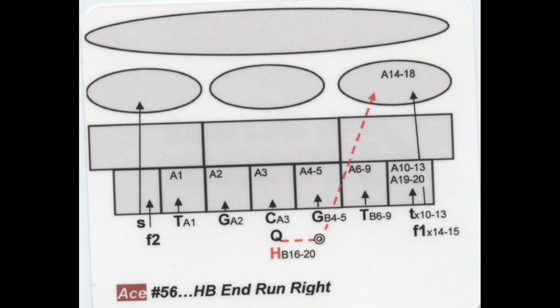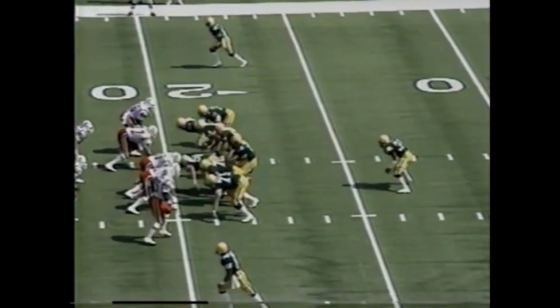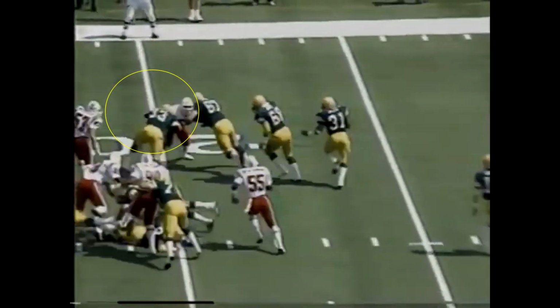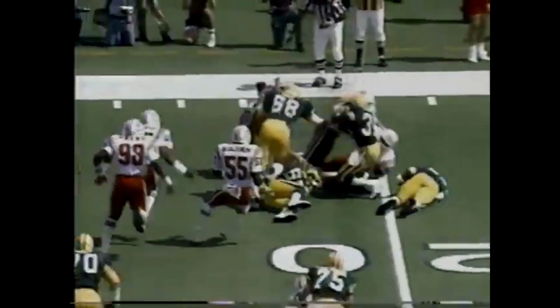Now, looking at the card, I would say that this would be either a roll of 10 to 13 or of 19 to 20. And looking at that play again, I would say that the player key to that matchup was probably number 33, who was Jesse Clark.